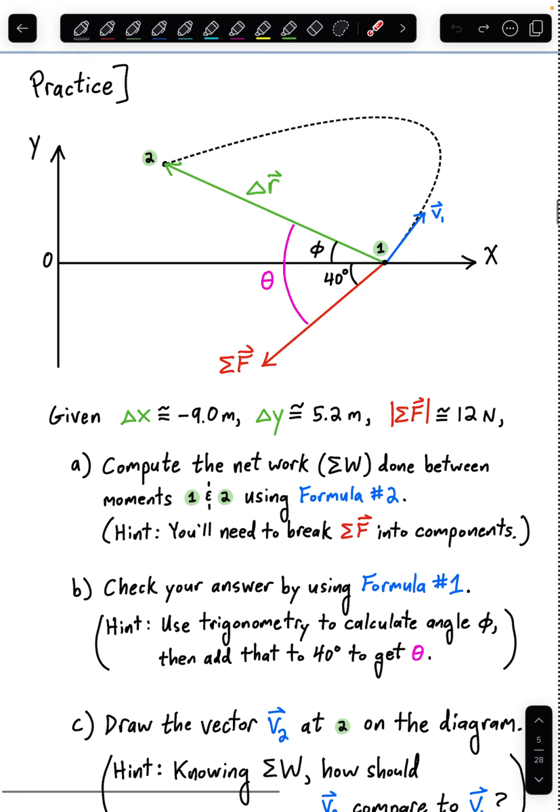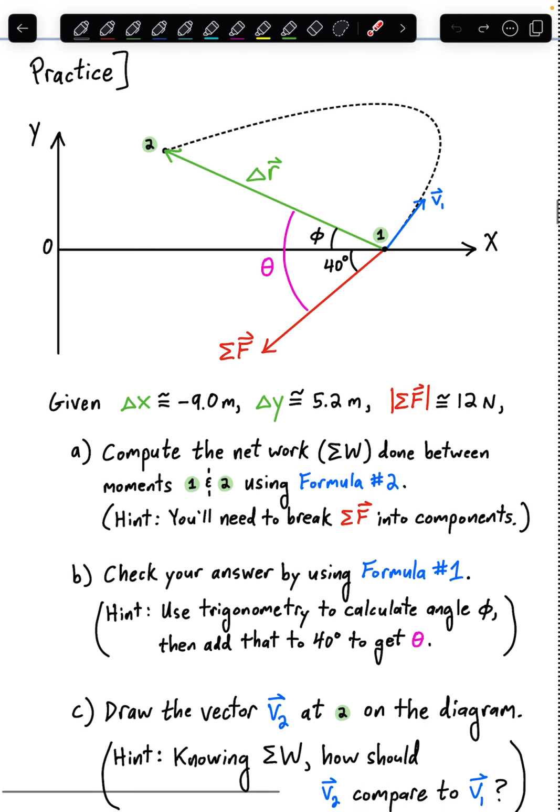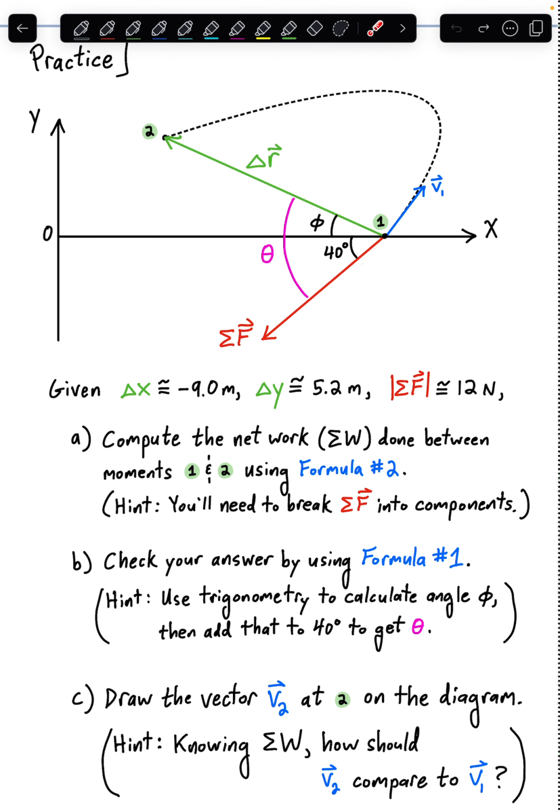All right, time for you to practice. Here's a scenario where an object starts here at moment 1, travels along this curving path to this location here at moment 2. Assume that it's subject to a net force that points like so the whole time. Assume it's a constant net force along this whole path. There's our displacement vector from 1 to 2.